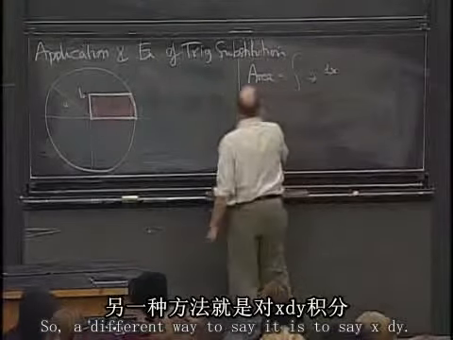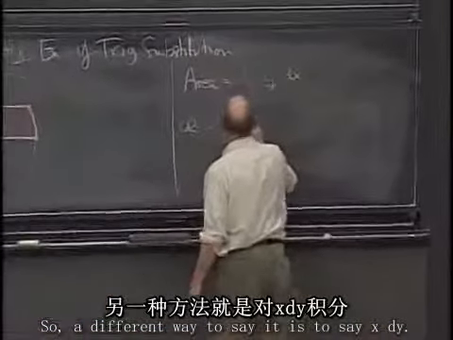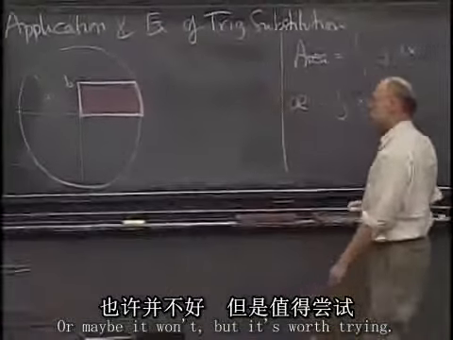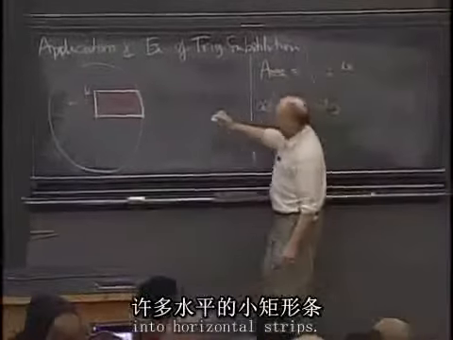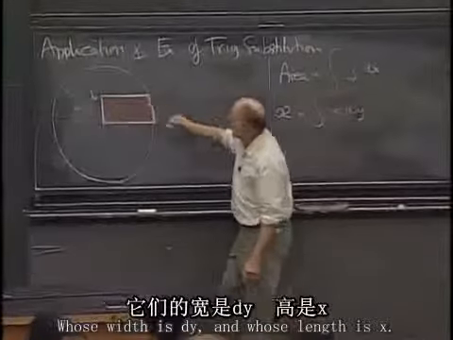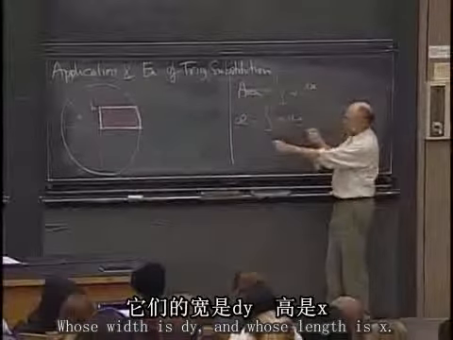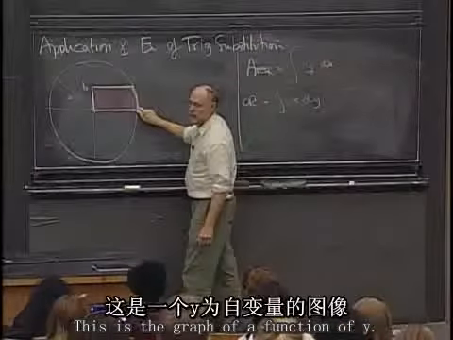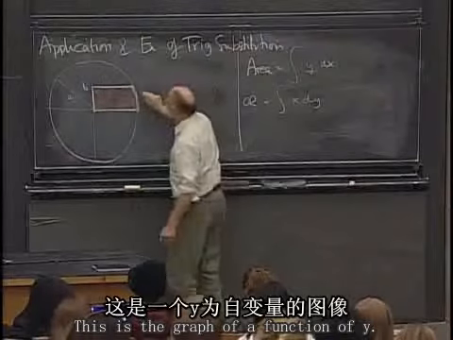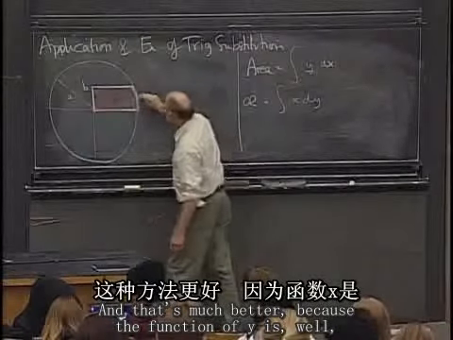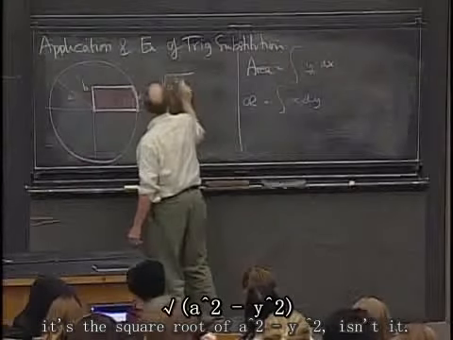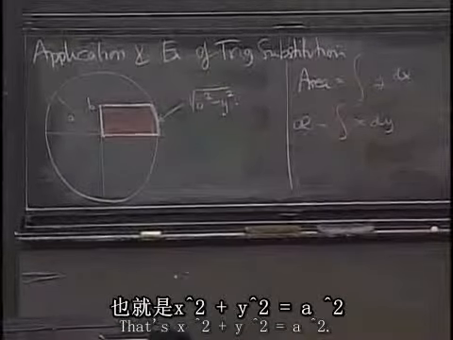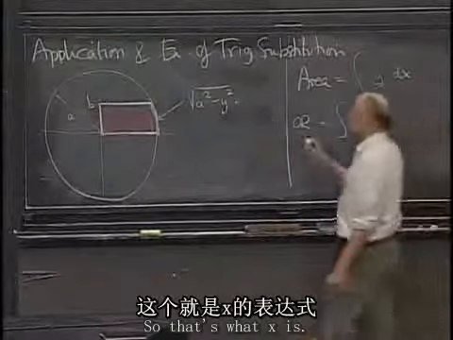So a different way to say it is to say x dy. Maybe that'll work a little bit better, or maybe it won't, but it's worth trying. I could just as well split this region up into horizontal strips whose width is dy and whose length is x. Now I'm thinking of this as a function of y. This is the graph of a function of y. And that's much better because the function of y is the square root of a squared minus y squared, isn't it? That's x squared plus y squared equals a squared. So that's what x is.